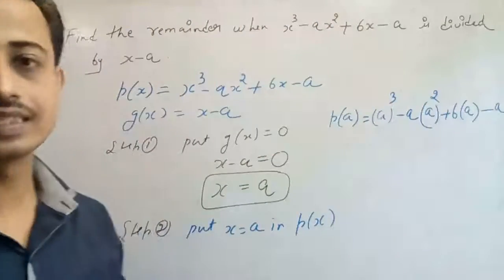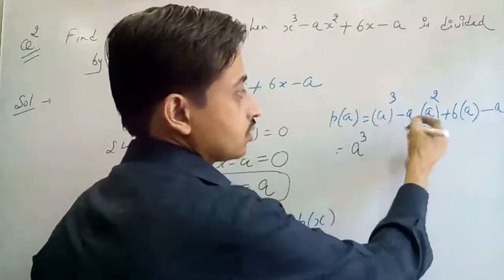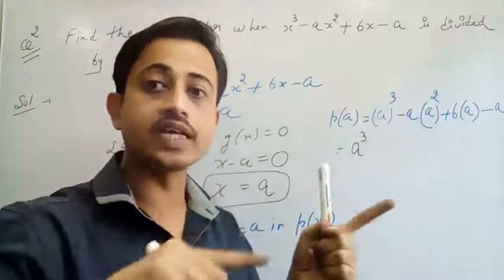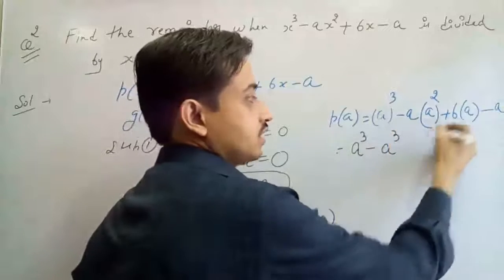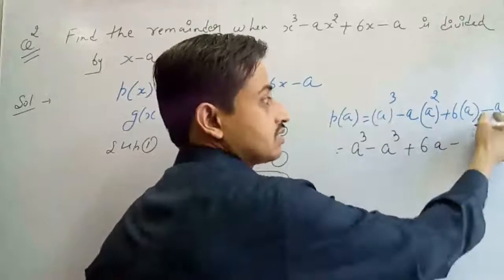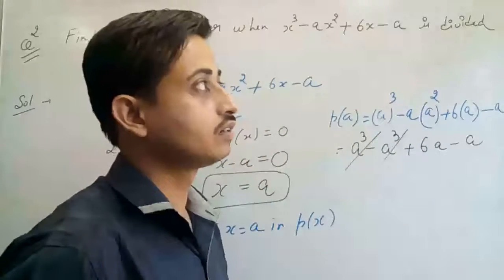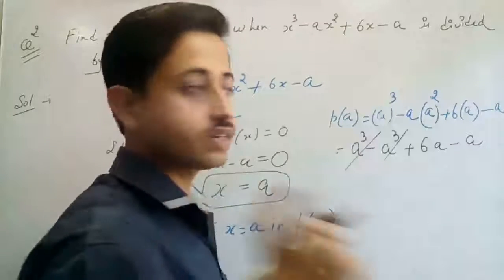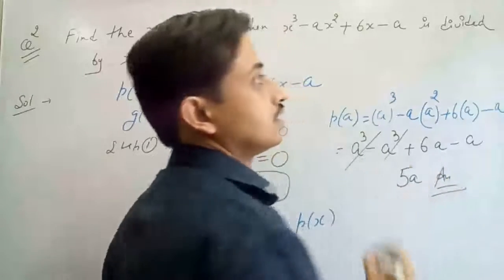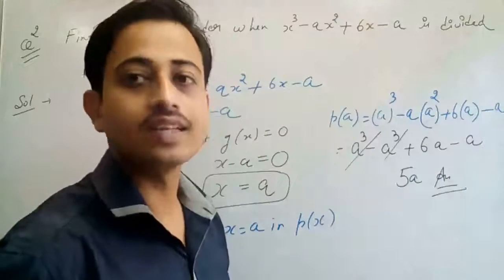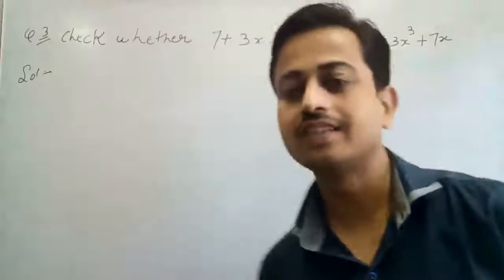Now we have to solve this. What is a cube? a into a square means a into a, which is also a cube. Now 6 into a, 6a minus a. So this is cancelled out, and 6a minus a, we will get 5a. So this one is our final answer. Please make a note. Now please read the next question.